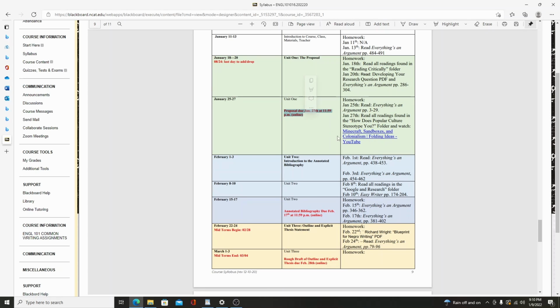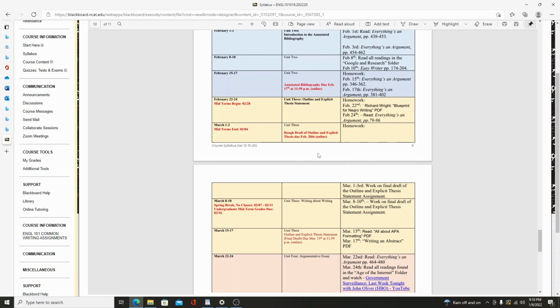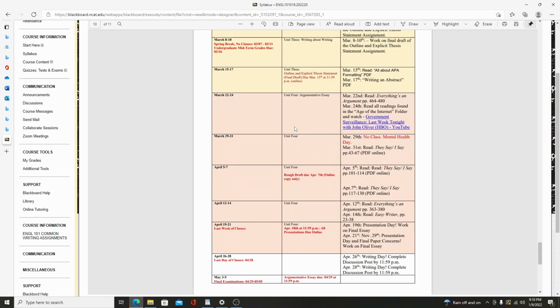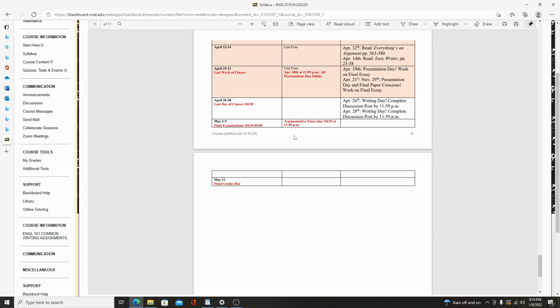So your first assignment, which is the proposal, is due January 27th at 11:59 p.m. online. So make sure you pay attention here. I've even bolded them in red for you. Make sure you pay attention to those very, very important due dates.